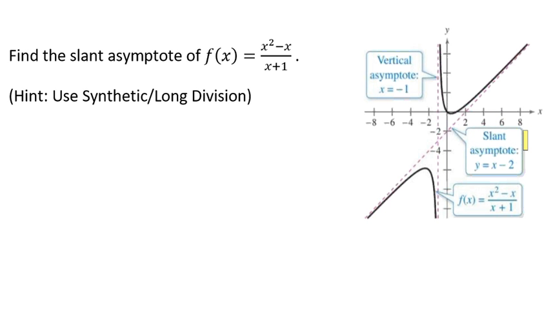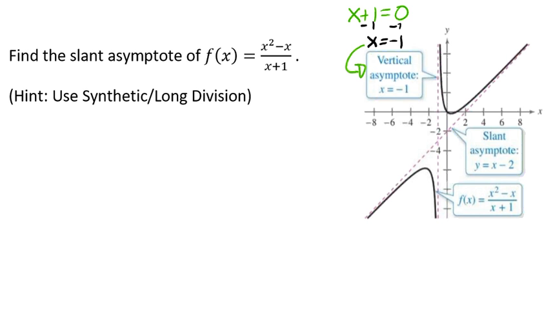So let's start by finding our vertical asymptote. We find our vertical asymptote by taking our denominator and setting it equal to 0. When we solve, we see that x equals -1, which is our vertical asymptote. So that's our vertical asymptote.